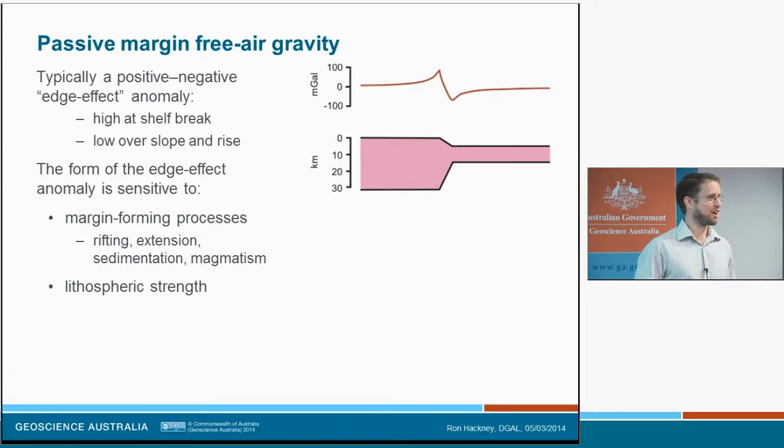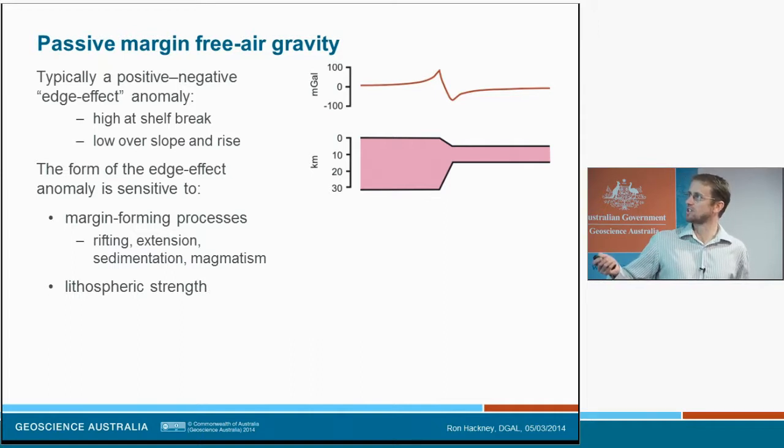But the free air gravity anomaly on a continental margin can be quite informative. And it would typically take on an effect like this. This would be a simple cross-section here showing the unextended continental crust and the extended crust out here. And you would typically have this high associated with the shelf break and then a low further outboard.